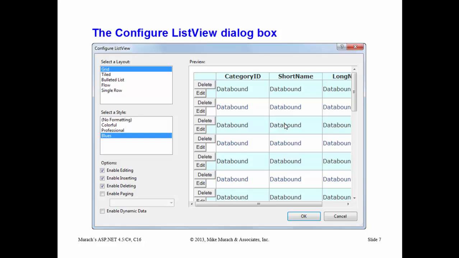There's a configure option in the smart menu that lets you configure the list view control, and this is different from the previous controls in that you can select a layout. In this example, this is the classic grid layout that we've seen before with grid view, but there's also a tiled layout, which is kind of interesting, and then bulleted list, flow, and single row. Let me actually show you some of those.